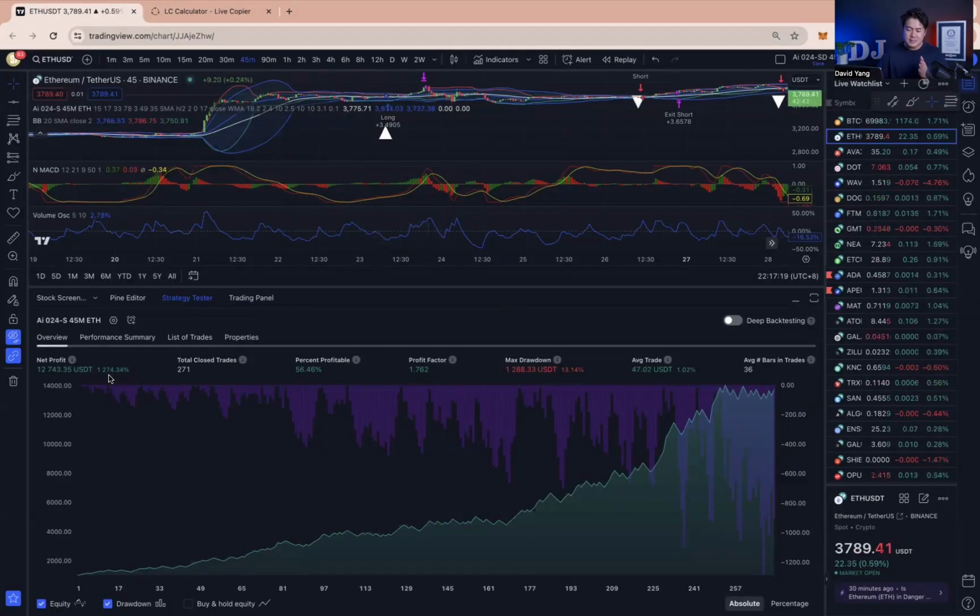Okay, AI024, 1,274%. Look at the chart. It's really nice here, man, with a 13% drawdown. What indicators am I using? Let me show you right now.